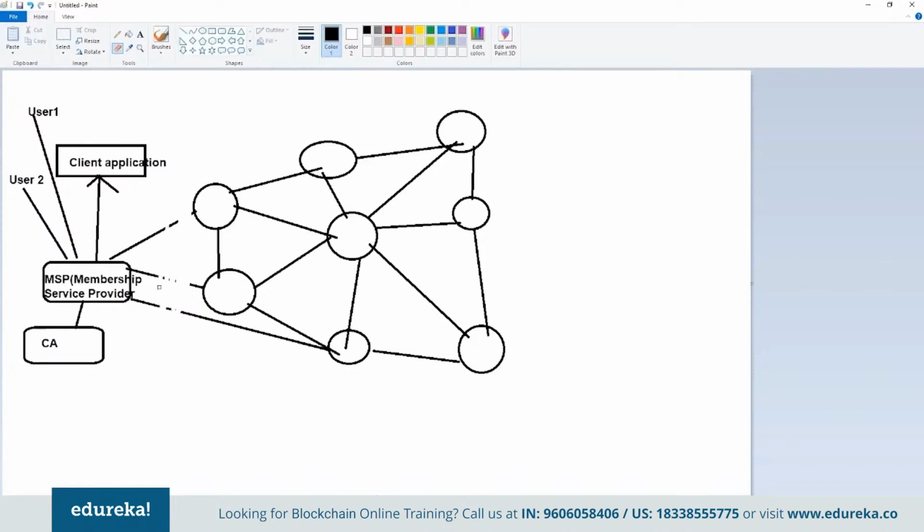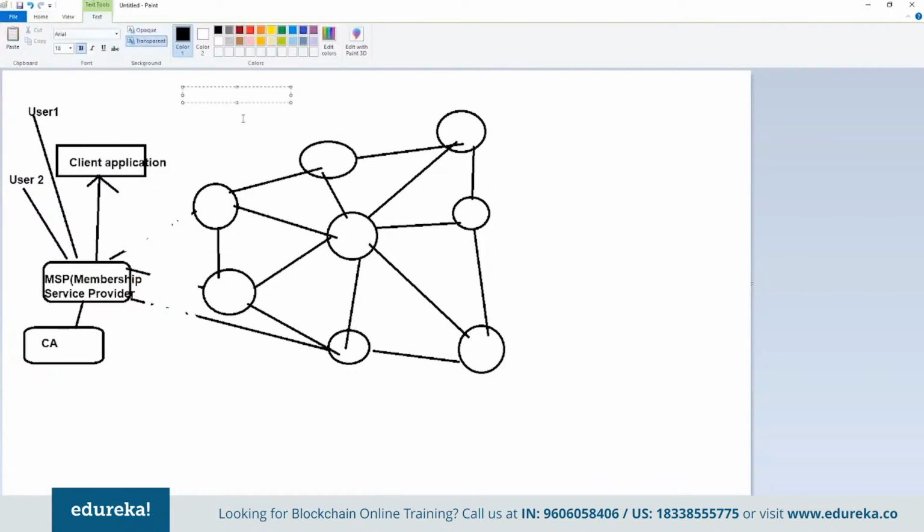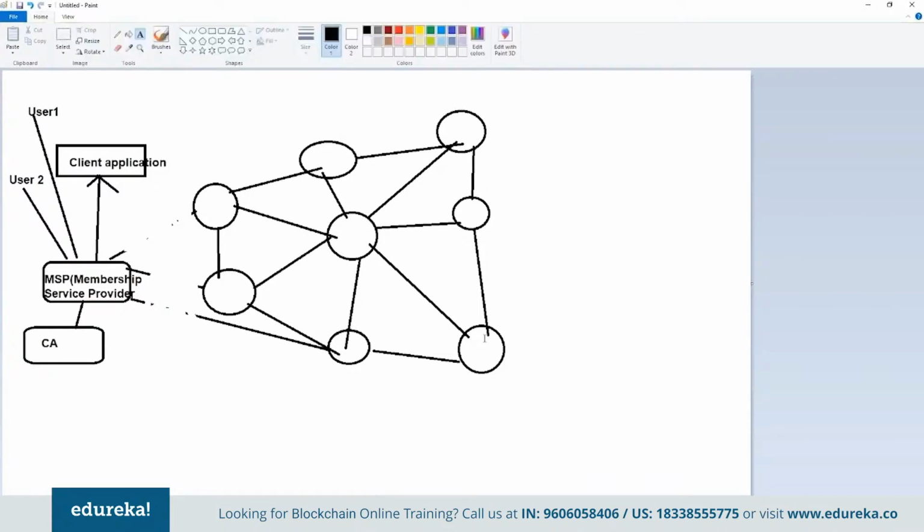Now, in a typical scenario, your client application will basically interact with the blockchain network. In a generalized scenario, it will send the request, or the transaction, to a particular node, and then it will get distributed to all the nodes. That's how it basically happens in Bitcoin and Ethereum. In Hyperledger Fabric, it does not happen like this.